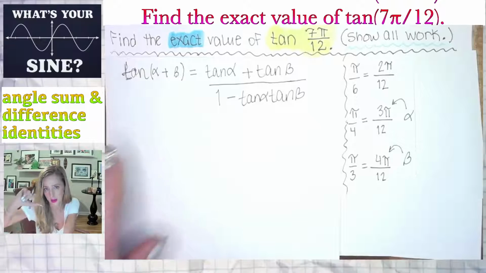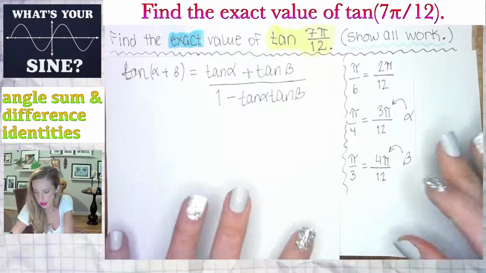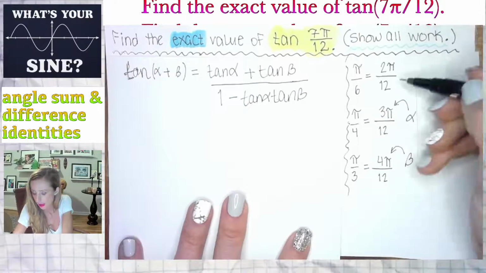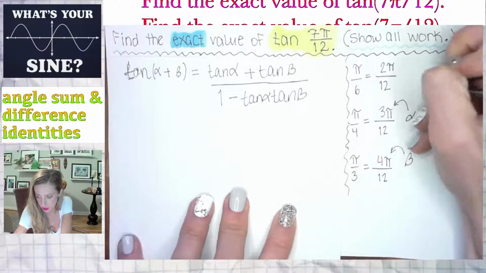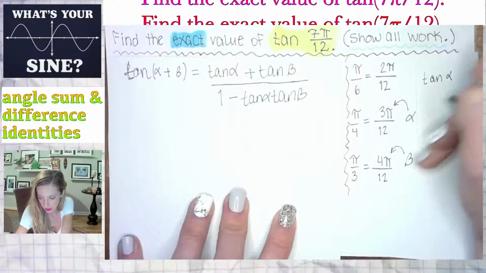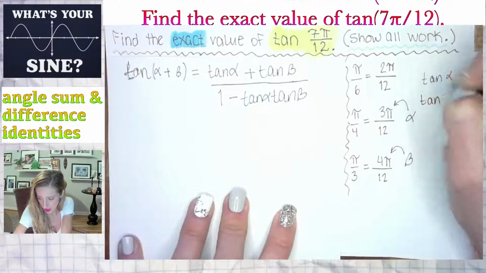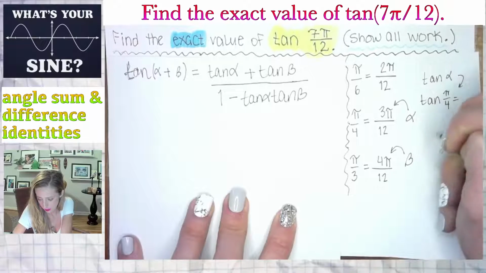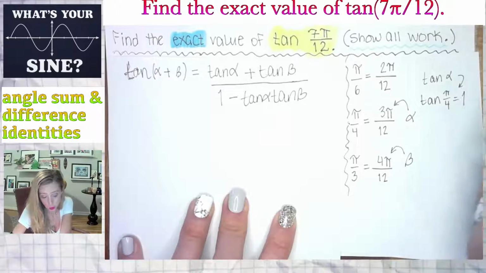If that was helpful, great. If not, thumbs down. So from here, we need to approach this slightly differently than before, where I need to know tan of alpha and tan of beta. So I'm just going to do that on the side. Tan of alpha is the same as saying, let's find the tan of pi over 4. And the tangent of pi over 4, I hope we all know, is 1.